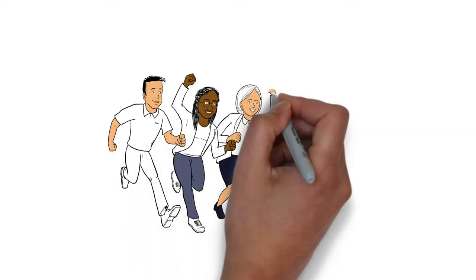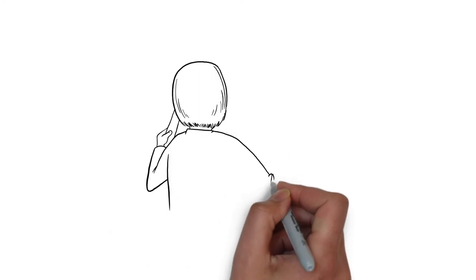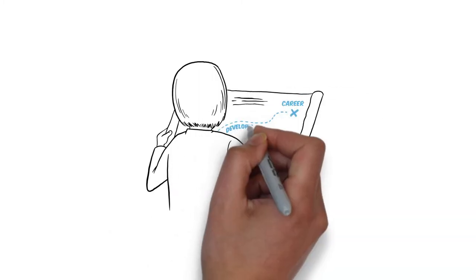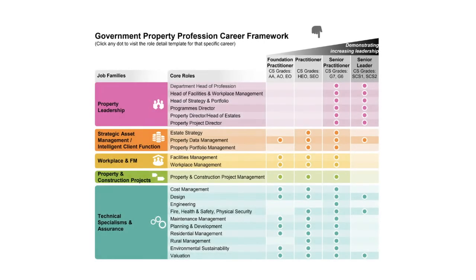But the GPP is about more than bricks and mortar. It's about people. We recognise that navigating your career and identifying the right development can be difficult. That's why we have designed the Government Property Career Framework to show the breadth of opportunities and clear career pathways in the property profession. The framework will help you identify your next step in a property career, including what experience, qualifications, and technical skills you'll need to get there.